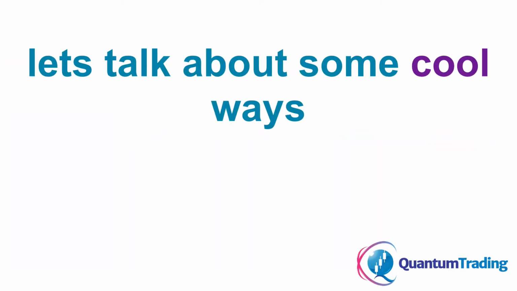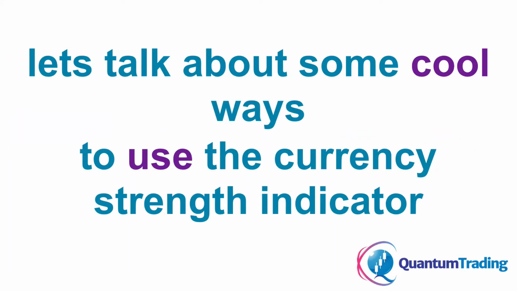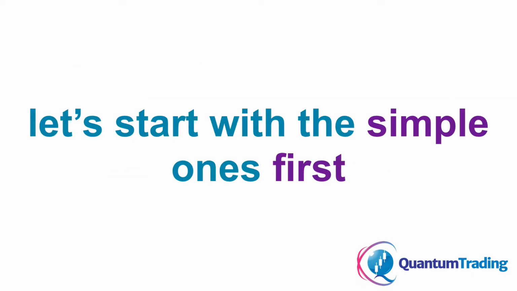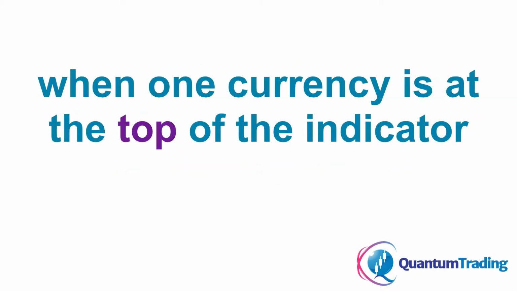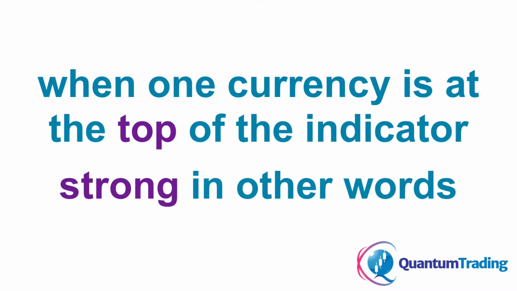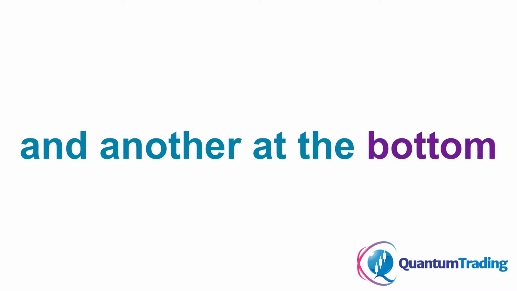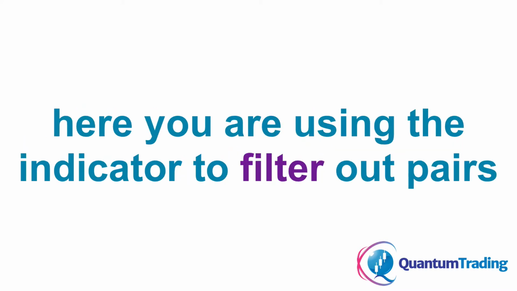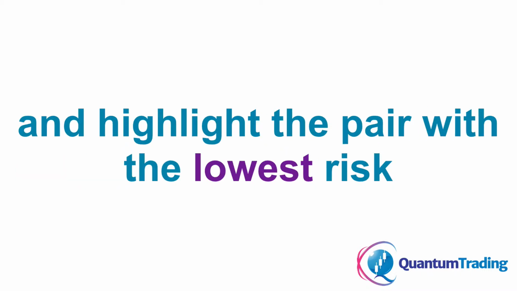Now let's talk about some cool ways to use the currency strength indicator. And here are just a few ideas to get you going. Let's start with the simple ones. When one currency is at the top of the indicator, strong in other words, and another at the bottom, this is a great pair to check out on the chart. Here, you're using the indicator to filter out pairs and highlight the pair with the lowest risk.